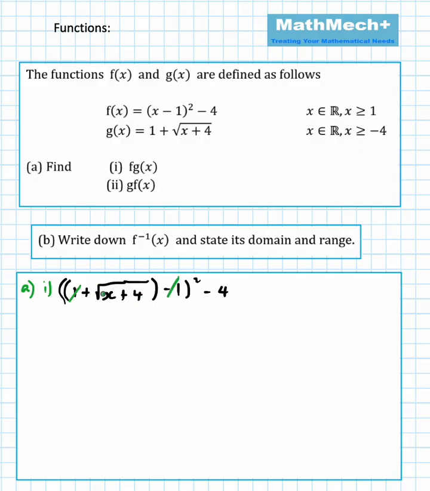From there I can cancel out, so the 1 and minus 1, the root and the square, and with the root gone, of course, the 4 and the minus 4 as well. You can do that separately if you want as another step. But either way, it's the same thing. So x is our answer for f of g of x.